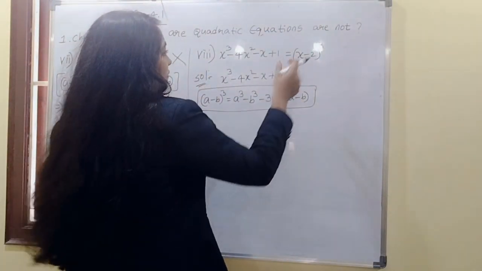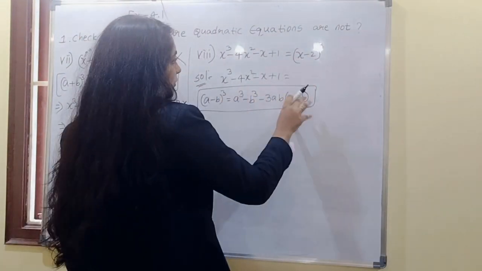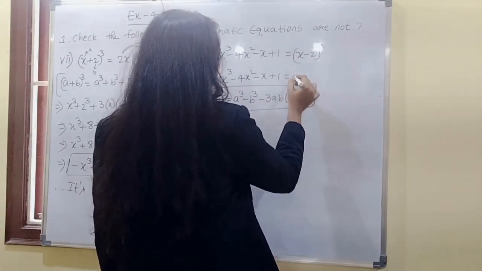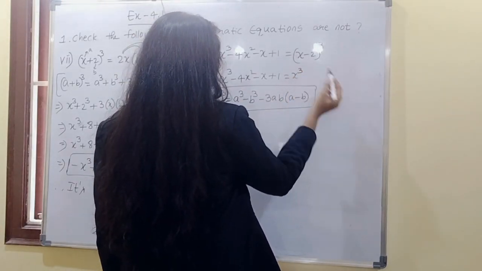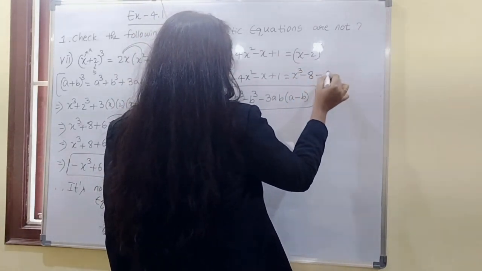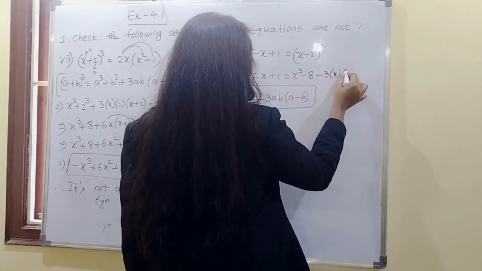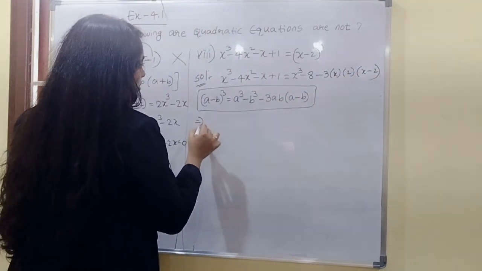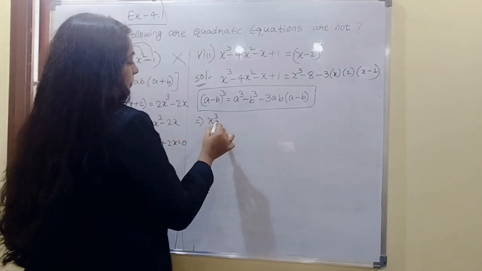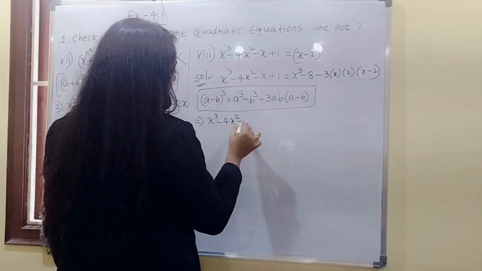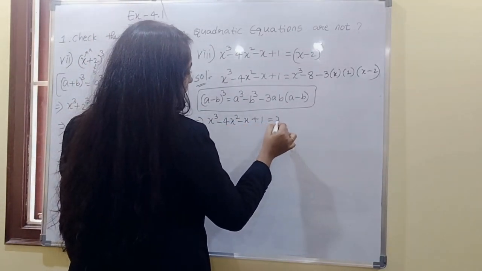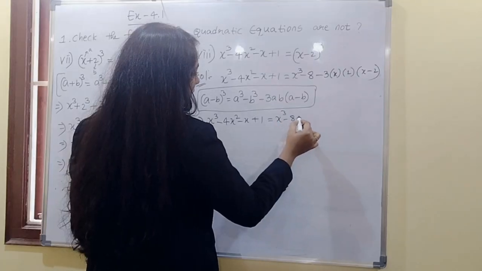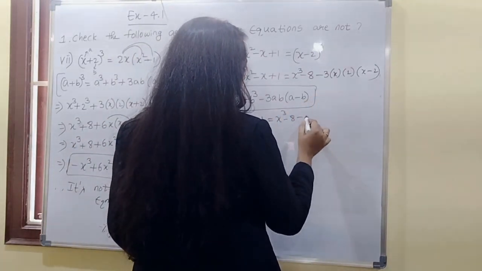So now we write this RHS in expanded form. That is x cube minus 8 minus 3 into x into 2 into (x minus 2). Okay, so x cube minus 4x square minus x plus 1 is equal to x cube minus 8 minus 3, 2s are 6.